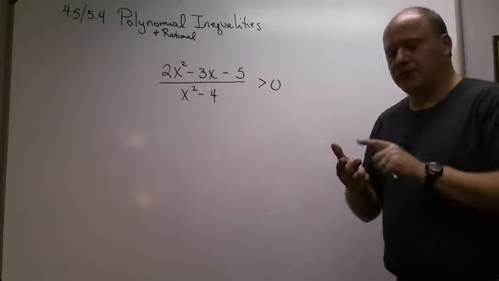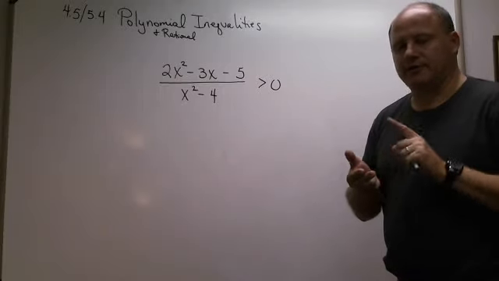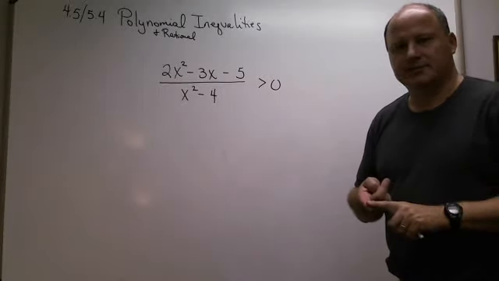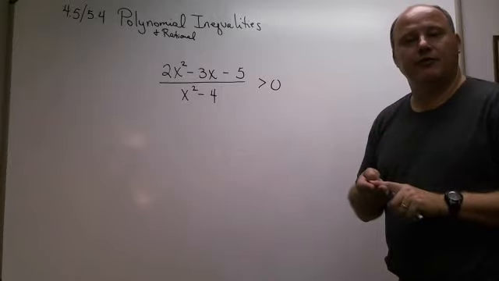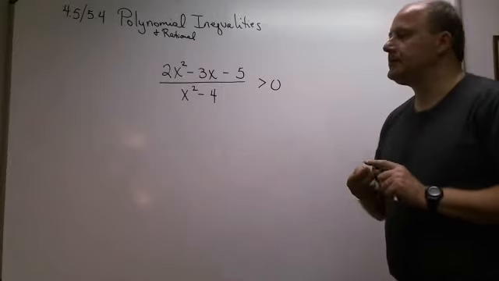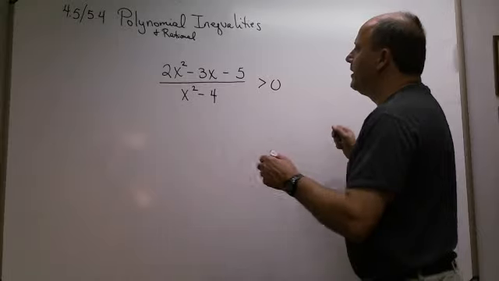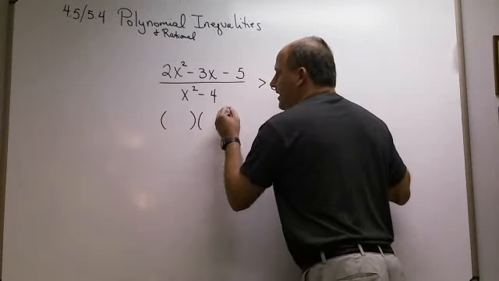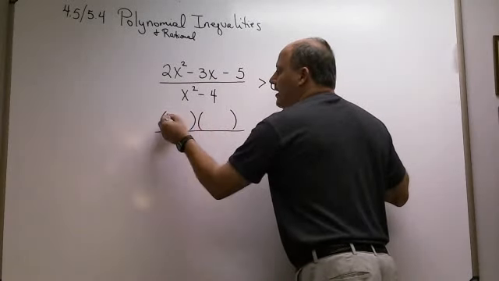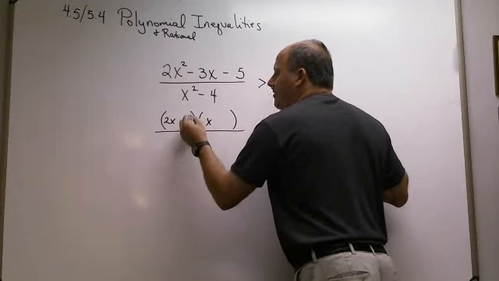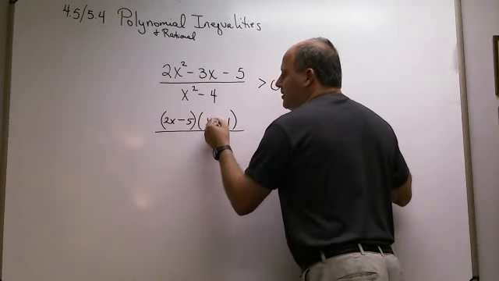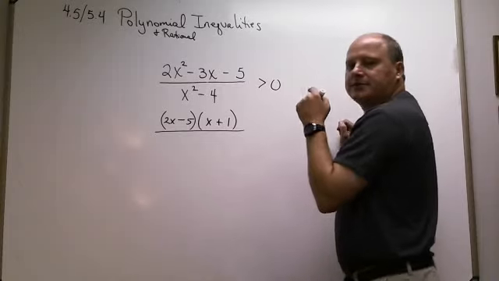So remember the three things that are important in rational inequalities: the vertical asymptotes, the x-intercepts, and the end behavior found by the horizontal asymptote. So let's do that here. The first thing you're going to do is factor the top, and that's going to find your x-intercepts. So it'd be 2x and 5 and 1 minus 5x plus 2x is a negative 3x.